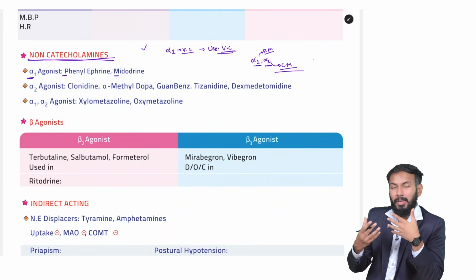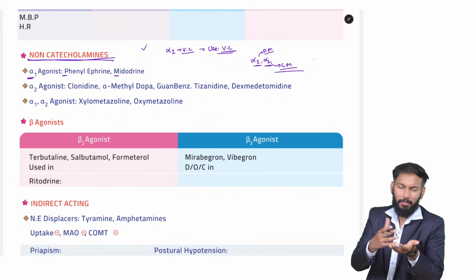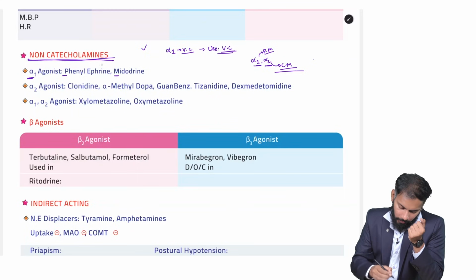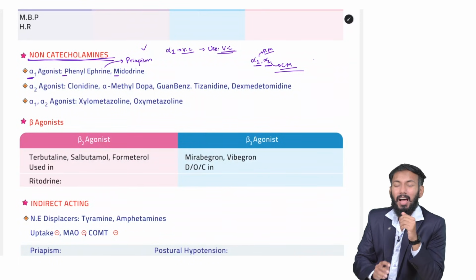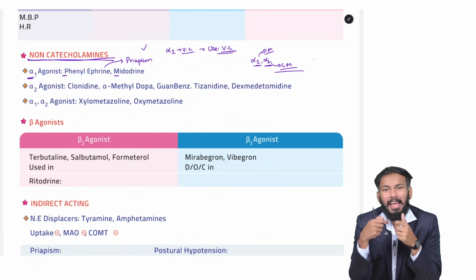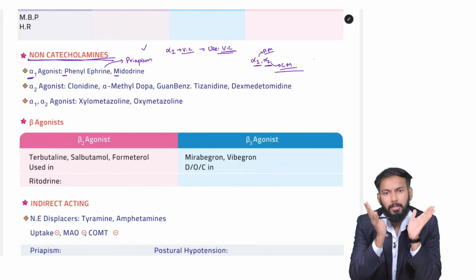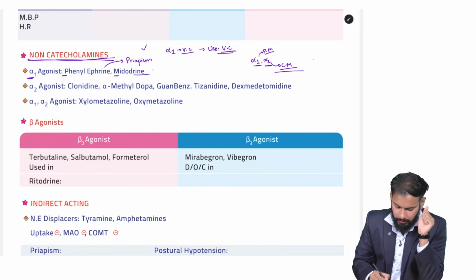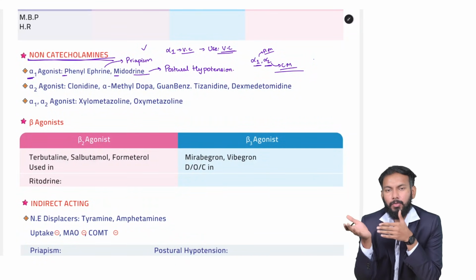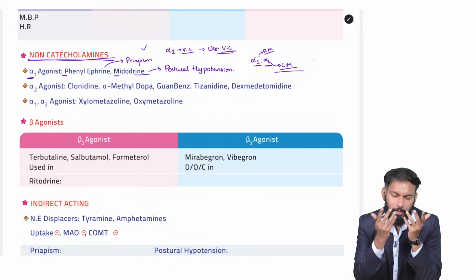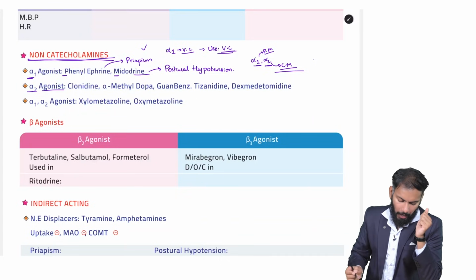You can use it wherever you require vasoconstriction. Where do you require vasoconstriction? There is a problem called priapism. Priapism means uncontrolled erection. Why does erection happen? Because of vasodilation. So if you cause vasoconstriction, will you treat this? Yes. Now, midodrine is the drug of choice in postural hypotension. Why does hypotension happen? Because of vasodilation. So if you cause vasoconstriction, will you treat this? Yes.